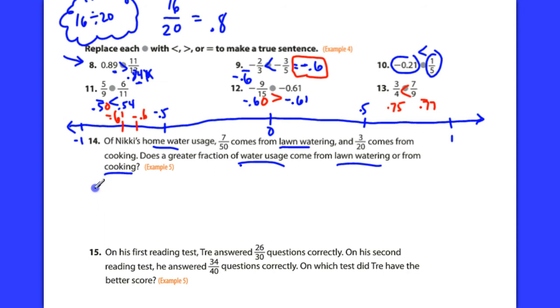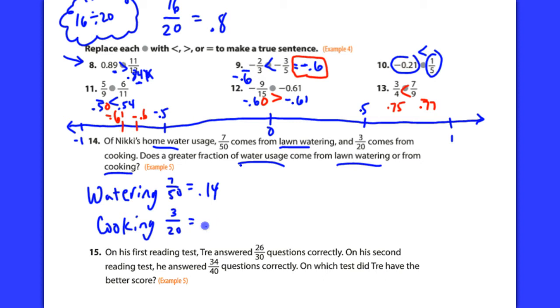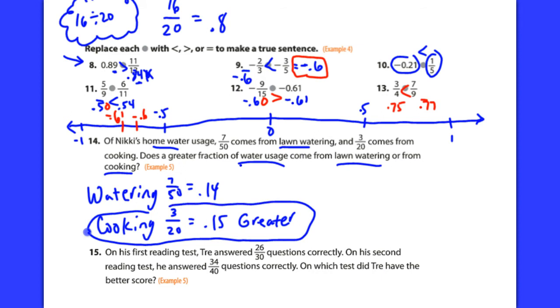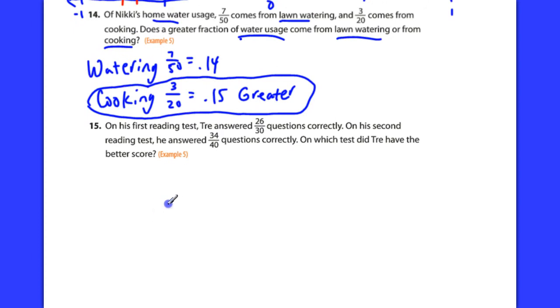Well, let's check it out here. Watering, which would probably be like watering your grass outside during the summer, that was, let's see, 7/50ths. Well, let's convert that to a decimal, which is 0.14. And then let's check cooking, which is 3/20ths. And that is equal to 0.15. And so they're both positive numbers, so the greater value is cooking right there. The decimal allows us to compare values a little easier than fractions do, so we might as well take advantage of it because we can. Just divide that in your calculator to get it. And let's wrap it up here with number 15.